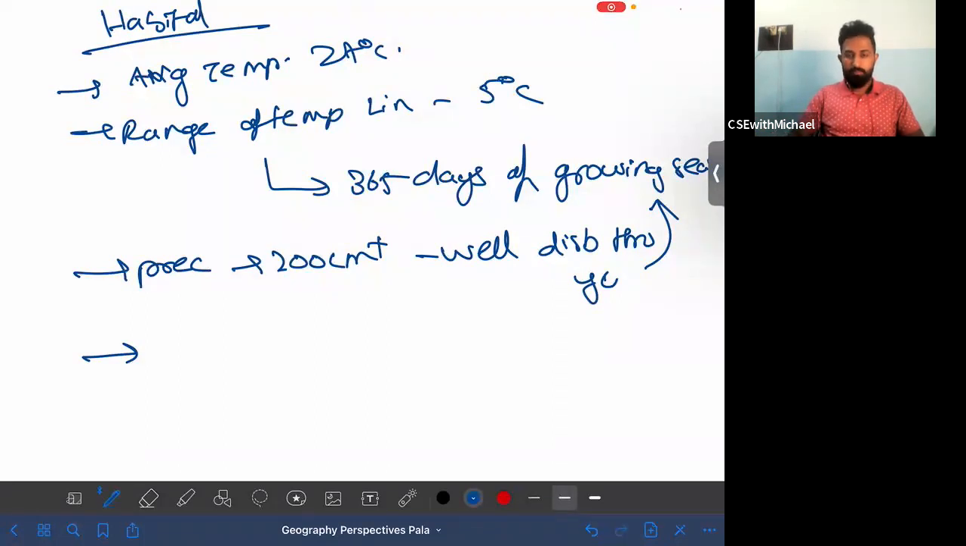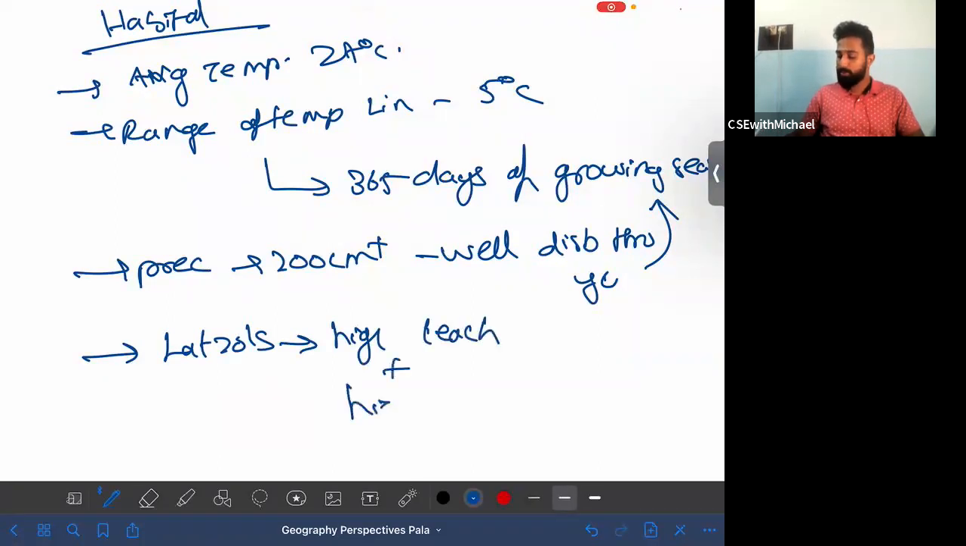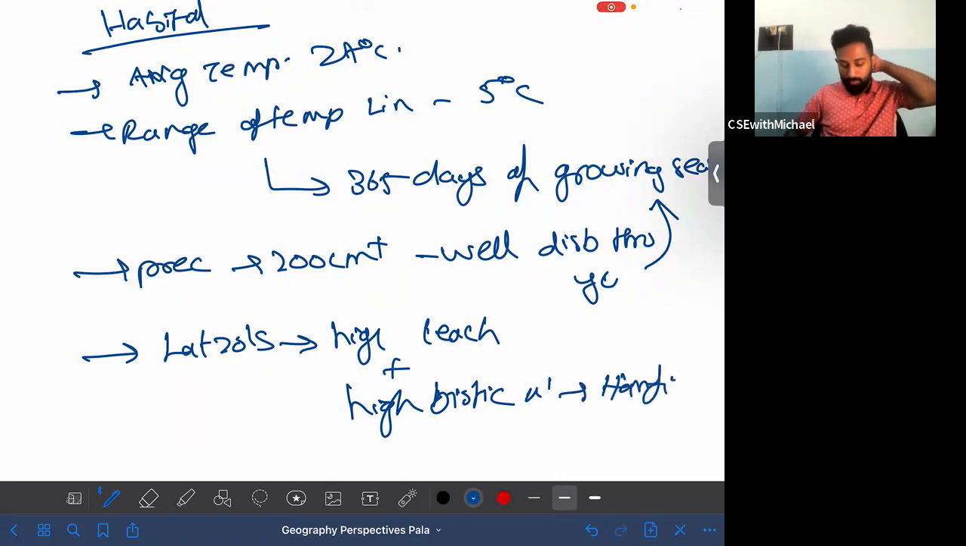Now, when you come to soil, we have already studied the soil properties of the region. Soils are mainly formed by laterite soils. What would laterite soils mean? These are soils with a high amount of leaching, and also high biodiversity and biotic activity. Biotic activity in the sense that humification is very active. A lot of litter is there.